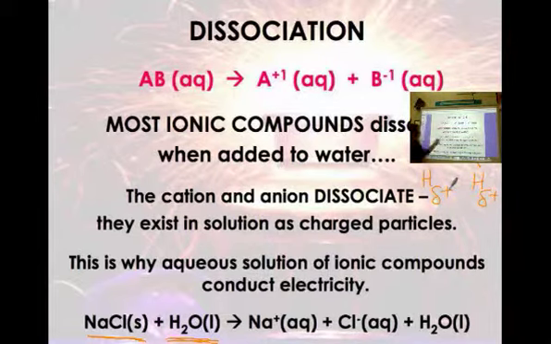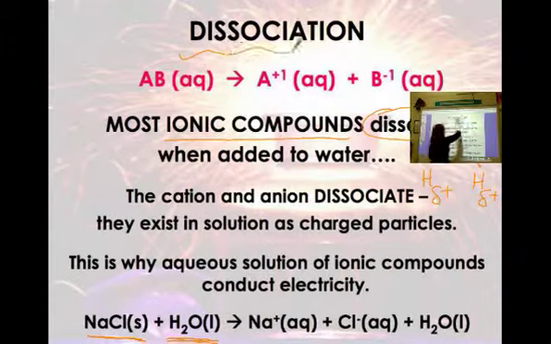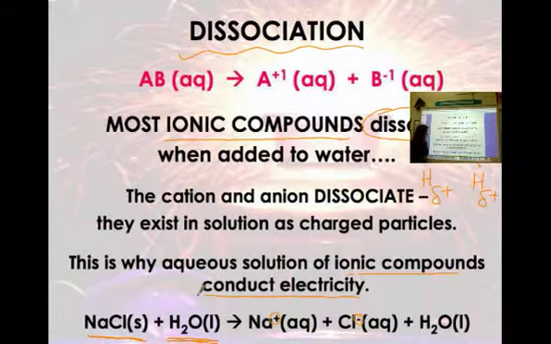So what happens to any ionic compound? It dissolves or it dissociates in water. It breaks up into its ions with the proper positive and negative charges. This is what causes ionic compounds to conduct electricity. Because what do you need to conduct electricity? You need charged particles that are able to move.